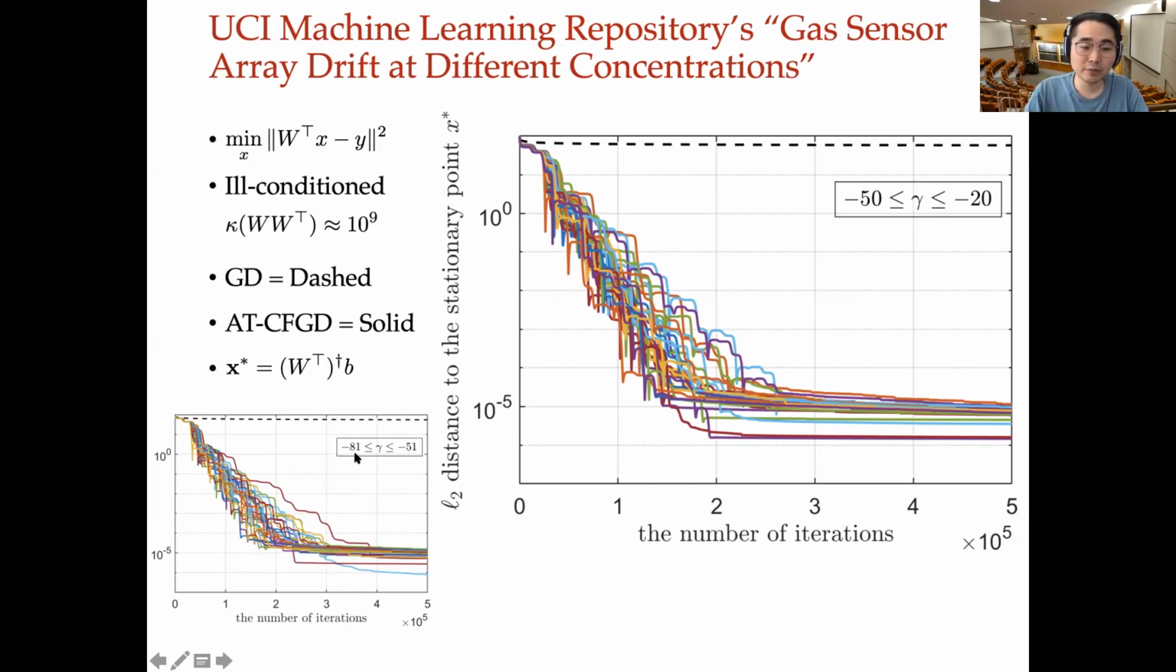Similar things are observed for various gammas; I plot each and every gamma from -20 through -81, and similar results are observed. This is a significant improvement over gradient descent, which by nature suffers from the ill-conditioned nature of the problem matrix. These examples indicate that our proposed adaptive terminal Caputo fractional gradient descent can effectively mitigate the dependence on the condition number of the problem.